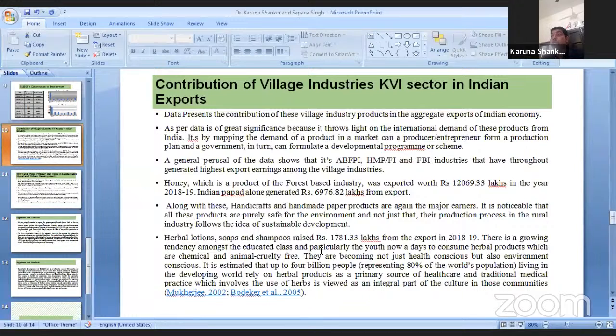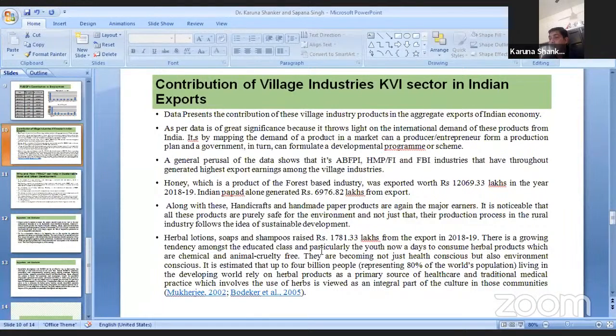Great significance comes through in shedding light on the international demand for these products from India. By mapping the demand for products in the market, it can guide entrepreneurs, producers, plants, and the government in turn in the formulation of development programs and schemes. A general pressure of the data shows that the ABP, FPI, HMPI, FI, and BFI industries are the various categories of village industries under the PMEGP scheme.